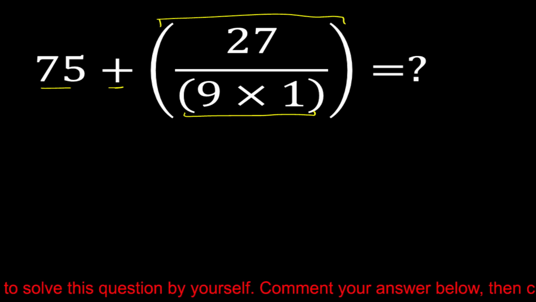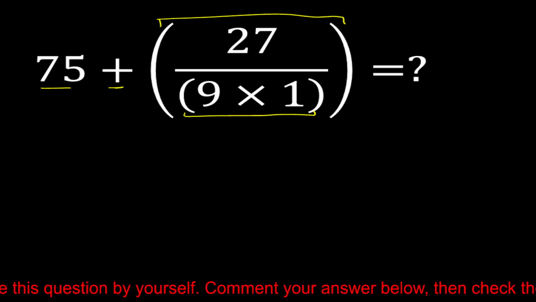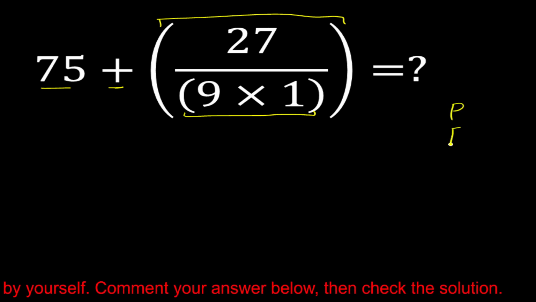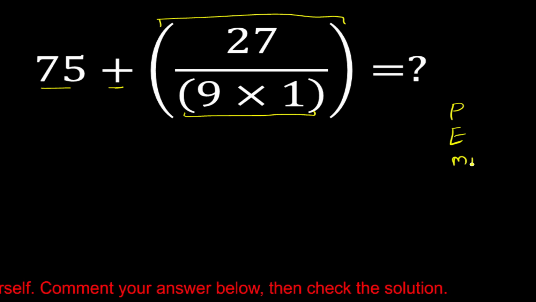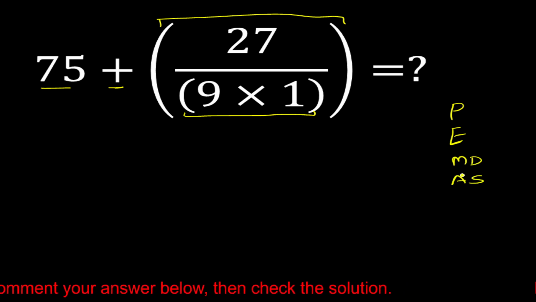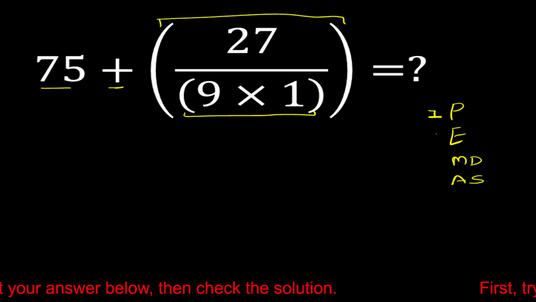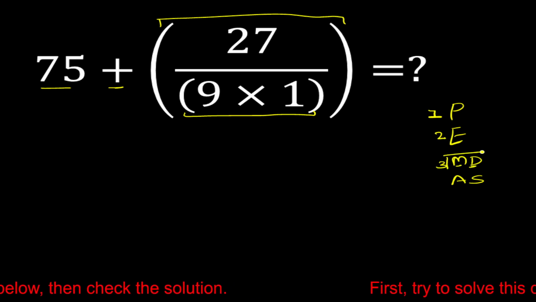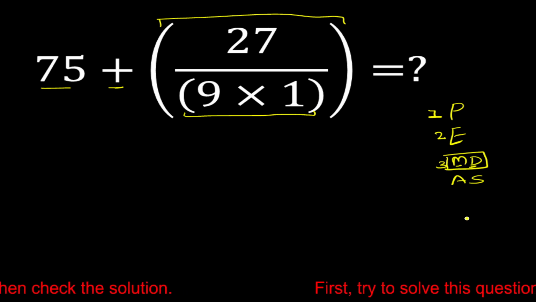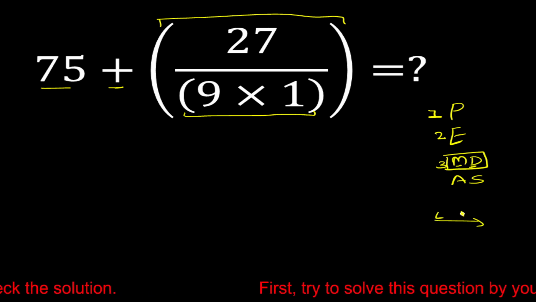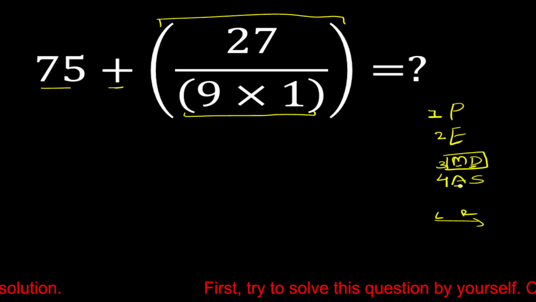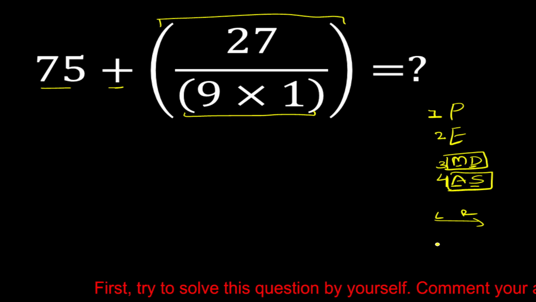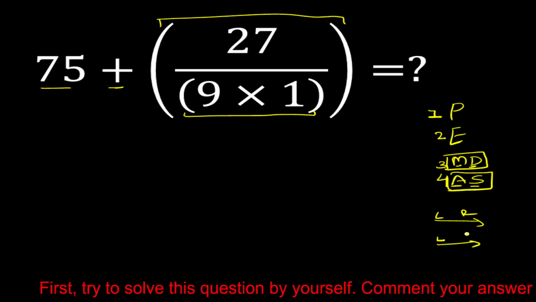So now let's solve this problem correctly by using the PEMDAS rule. PEMDAS. According to PEMDAS, first priority is parenthesis, second priority is exponents, third priority is multiplication and division. Here multiplication and division both have equal priority, so we have to solve them from left to right. And fourth and last priority is addition and subtraction. Also addition and subtraction both have equal priority, so we have to solve them from left to right.